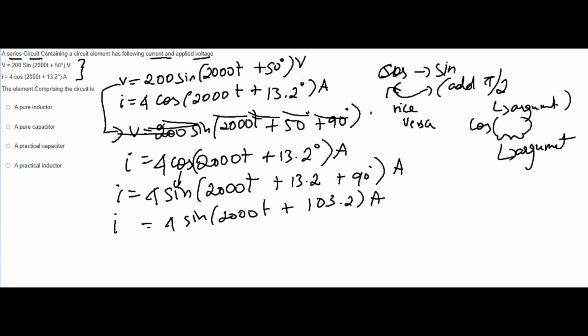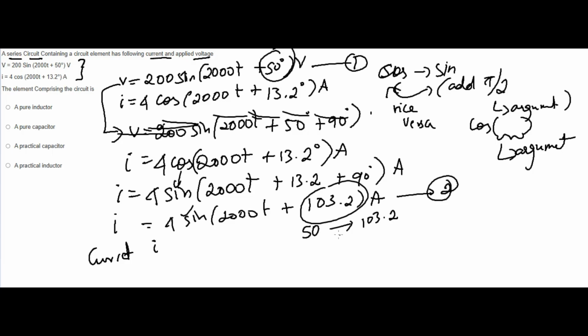Now let me consider this voltage as number 1 and the current as number 2. Both are in sine. Look at the final conclusion: for the voltage, 50 is available, and for the current I, 103.2 is available. So current is leading the voltage, is it right?